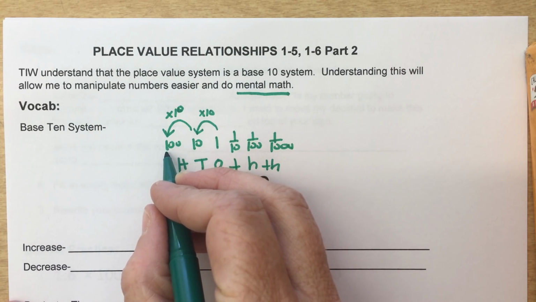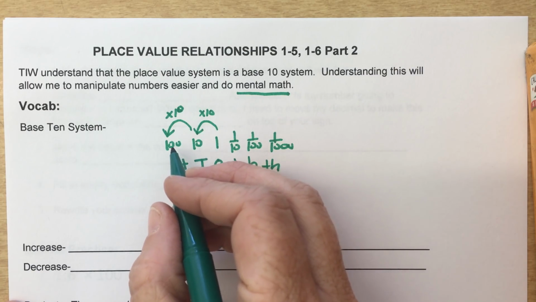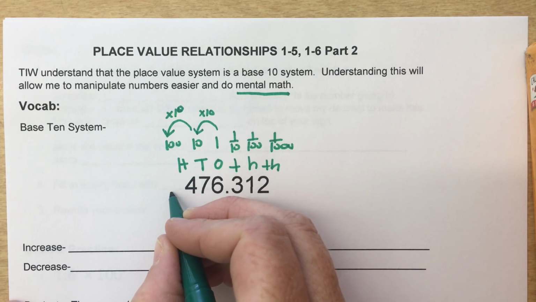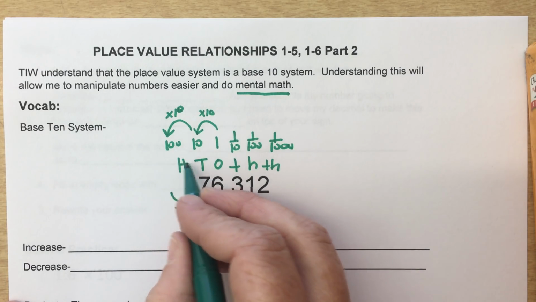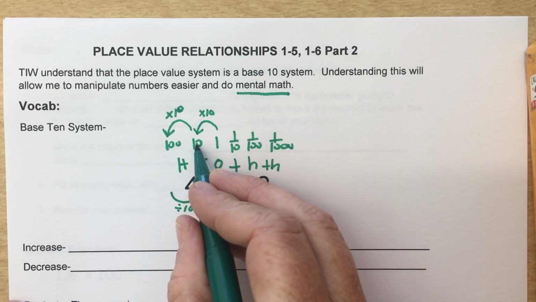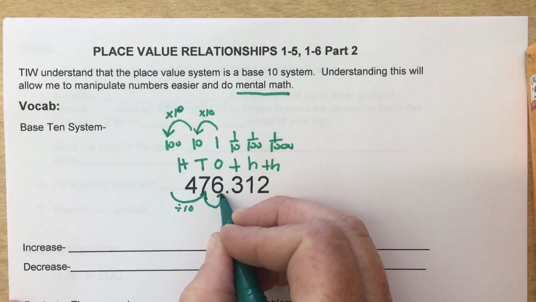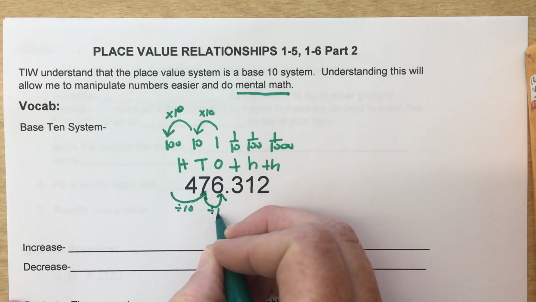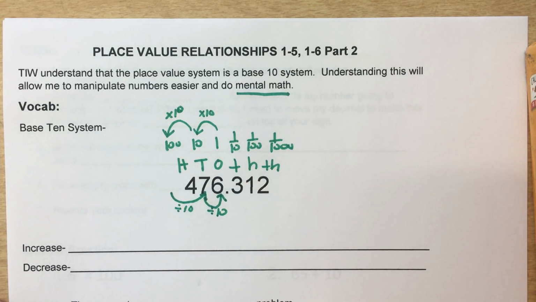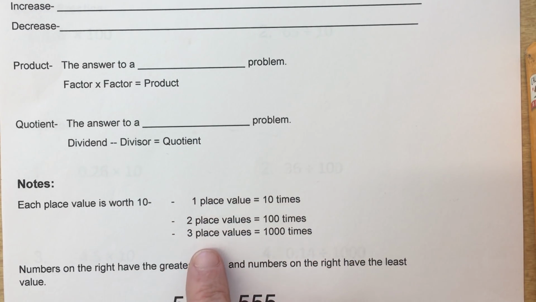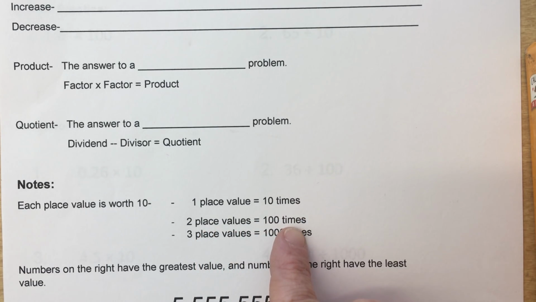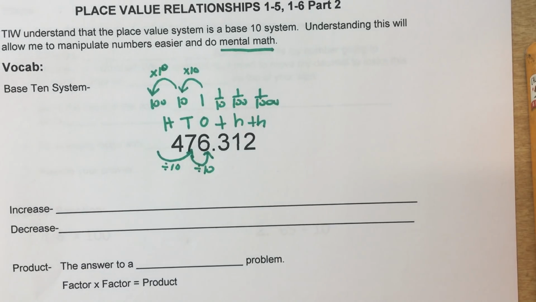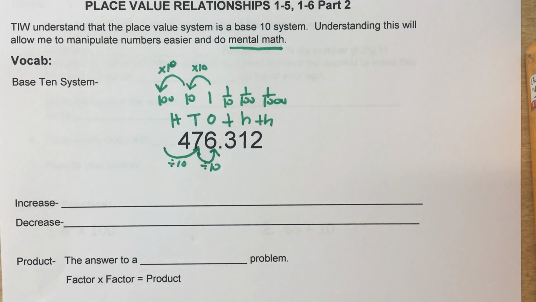So if I went from 100 to 10, I'm not actually multiplying anymore. I'm going to have to divide by 10 to get from 100 to 10. And how would I get from 10 to 1? Well, I would have to divide by 10. So that's just another reason why it's called a base 10 system. That also helps us understand down here why 1 place value is called 10 times and 2 place values called 100 times.